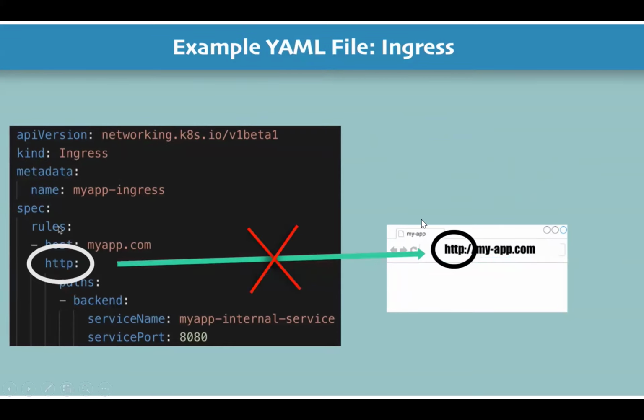And the one that I said, do not confuse this HTTP with this HTTP. This is for the internal communication. This is for the external one. This could be HTTP, this could be HTTPS. But for the internal connection we will always be using HTTP.